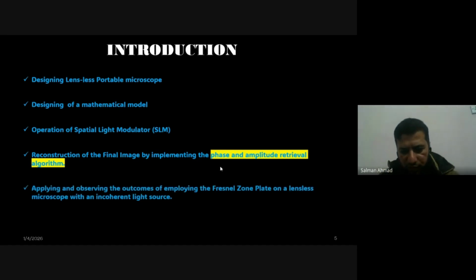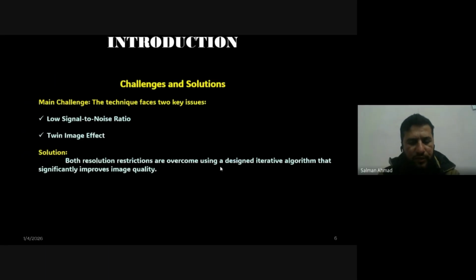For that, I used the Fresnel zone plate, as I discussed already, and an incoherent light source. Usually I used a green LED. And at the end, we compared the final images, the conventional images and the images from the lensless setup.